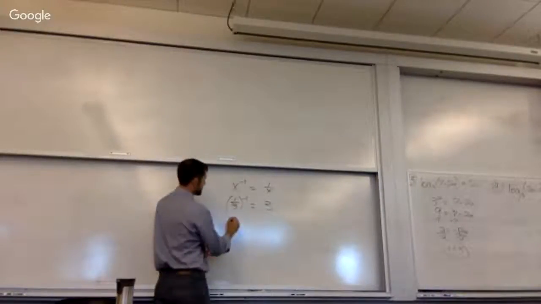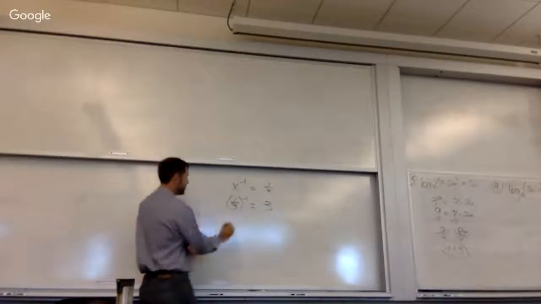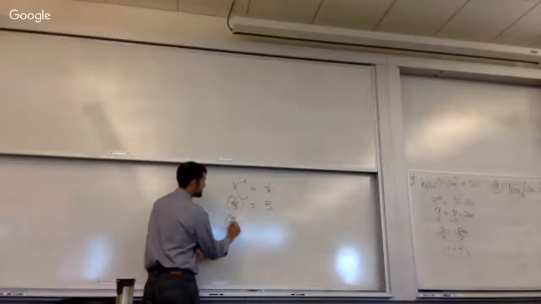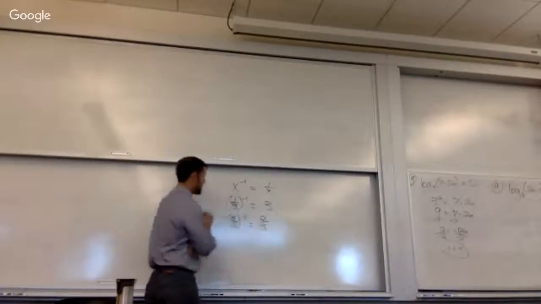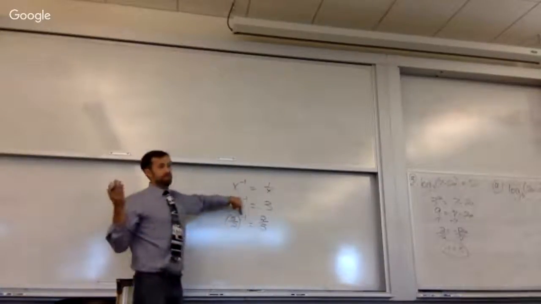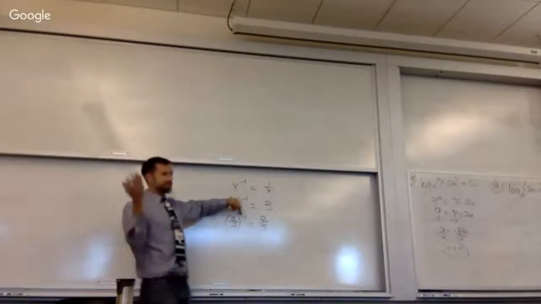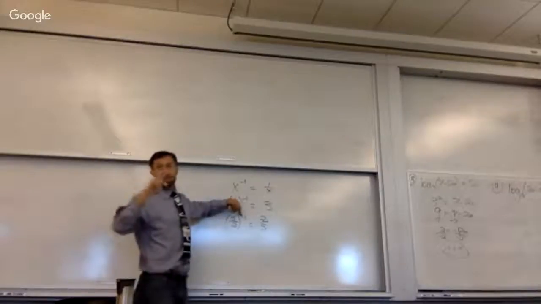Likewise, if I have a fraction, like 5/2 to the -1, that again is just the reciprocal. The answer is 2/5. So once you know the definition of a negative exponent, it's really easy. You just say, oh, that's the reciprocal. You just flip the fraction.